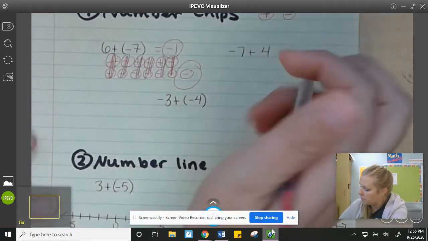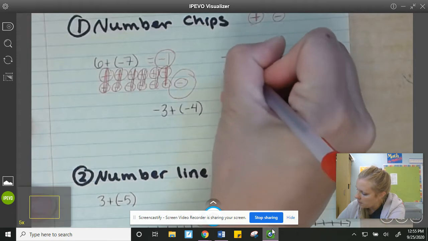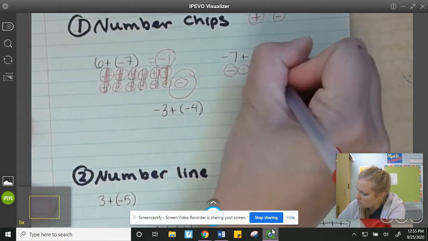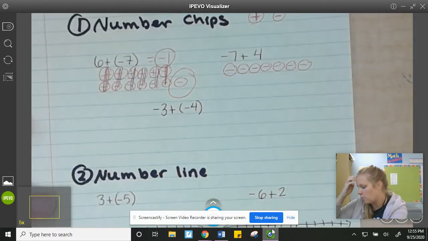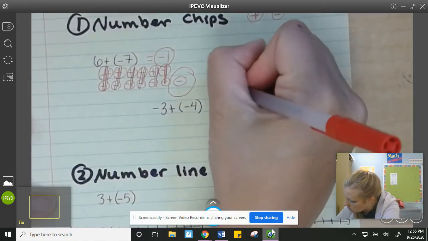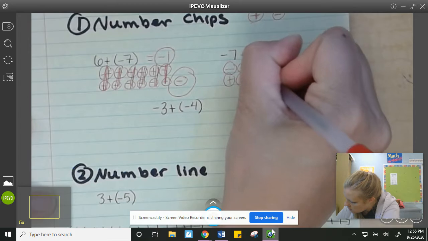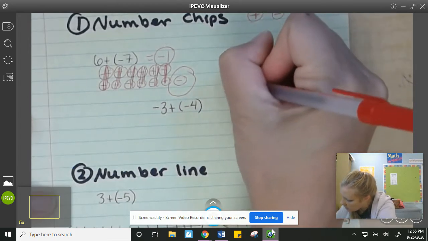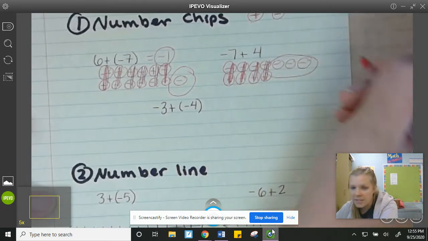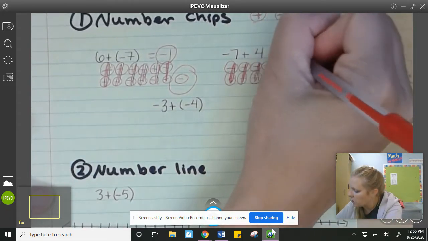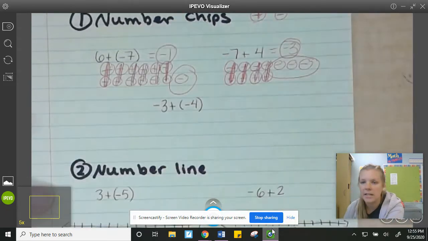To do the second problem, we would draw 7 negatives to represent negative 7: 1, 2, 3, 4, 5, 6, 7. The positive 4 is 4 positives. We cancel out all of our zero pairs. This time I have 3 negatives left over, so this answer is negative 3.